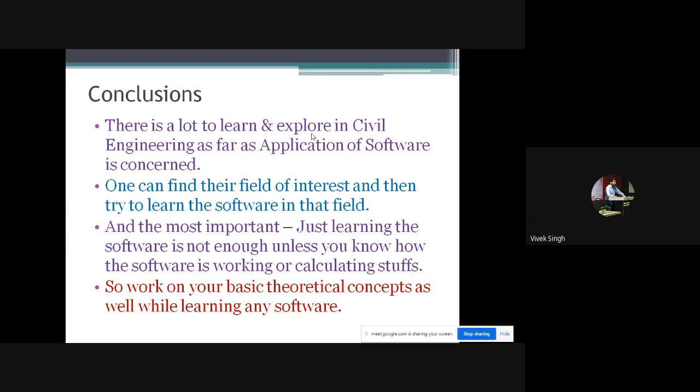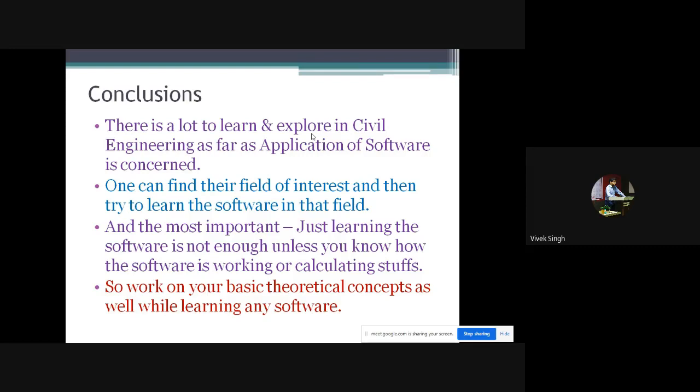So in conclusion, I would like to say that there is a lot to learn and explore in civil engineering as far as application of software is concerned. One can find their field of interest and then try to learn the software in that field. You first find your interest, then find the software. Don't go the other way around. Don't start exploring the software first. First find your interest. Are you interested in designing? Are you interested in drafting?